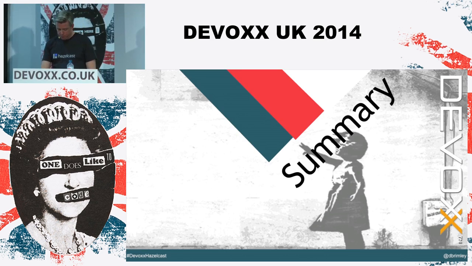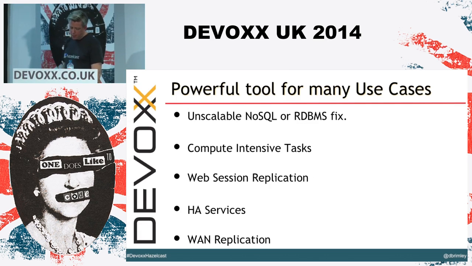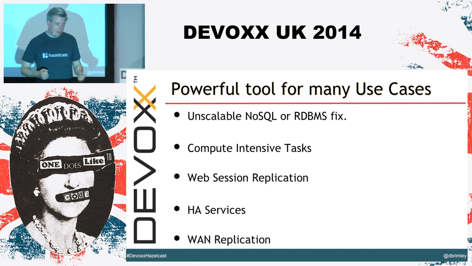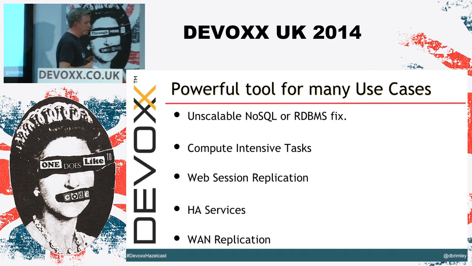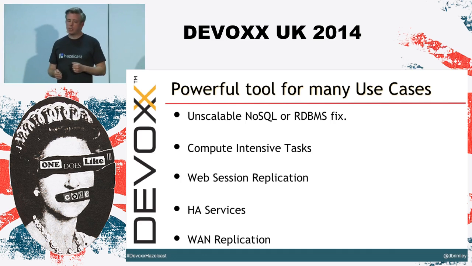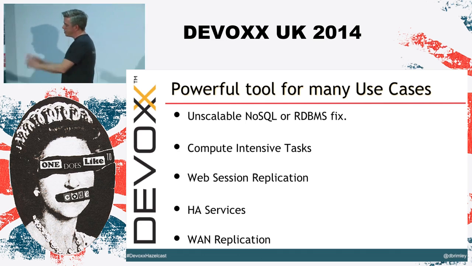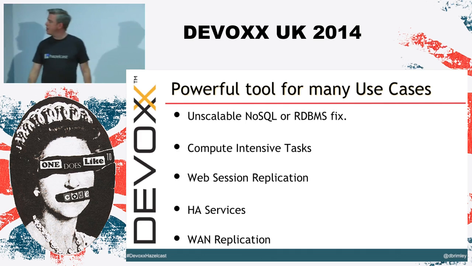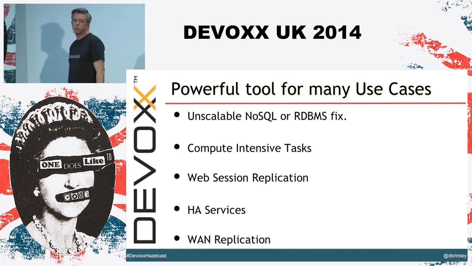So that's pretty much it. With an IMDG, something like Hazelcast, we've only really scratched the surface. It's an incredibly powerful tool, and you can leverage it to solve quite a few use cases. As I said, the most common use case it solves is the unscalable RDBMS. But you can do compute-intensive tasks with it.